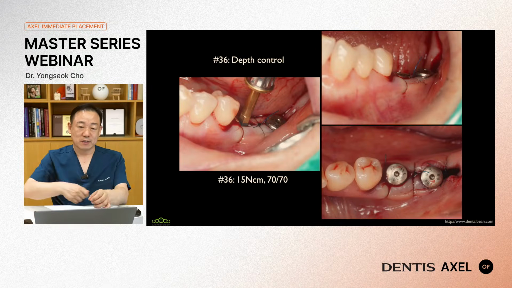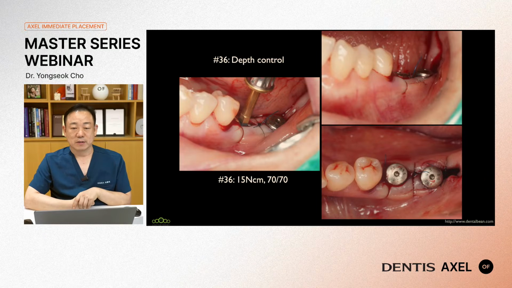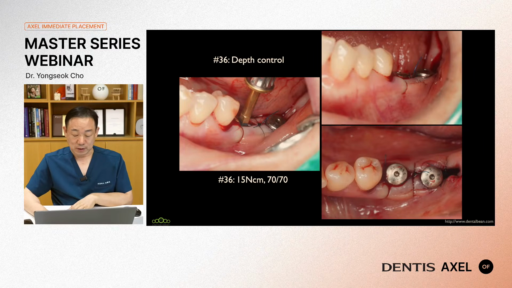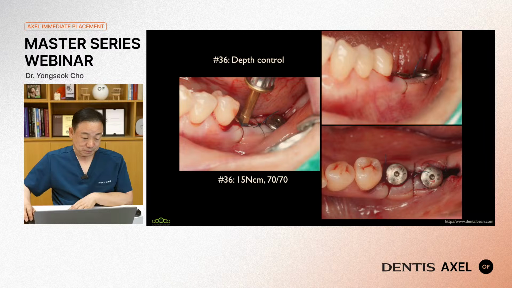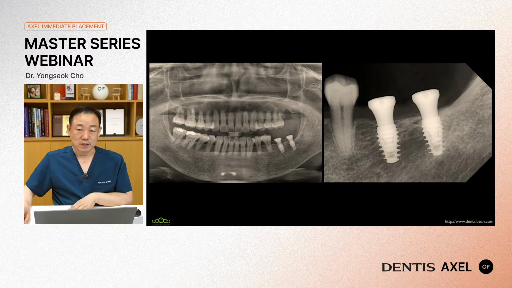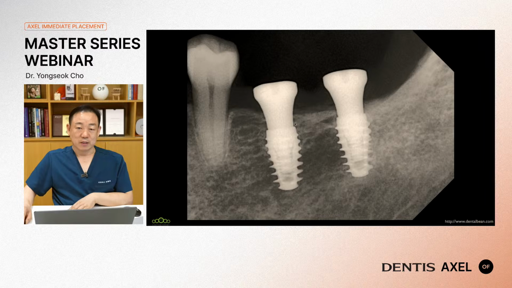Like this, just advance further, and then it finished the surgery. Okay, compare the previous radiograph image before the depth control. Look at the 36. It is under the bone surface about 0.5 millimeter to 1 millimeter. After depth control, look here. It looks about 1.5 millimeter deep. Okay, I control depth enough, like this.